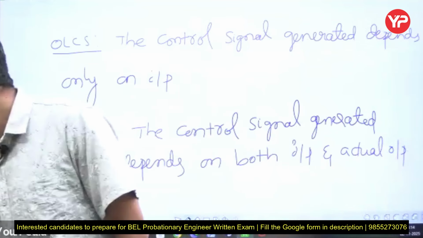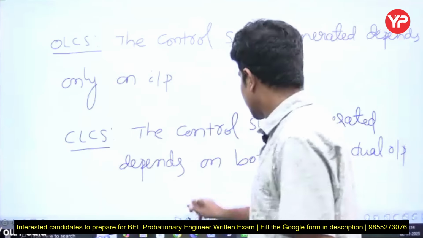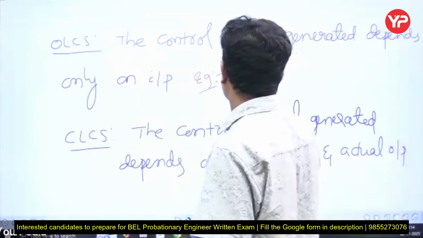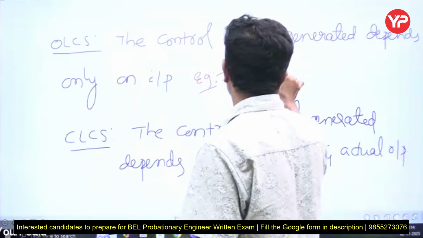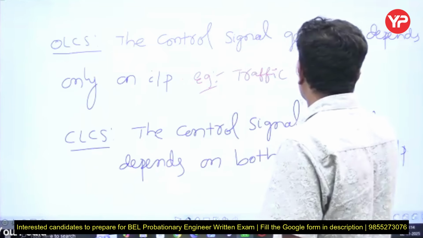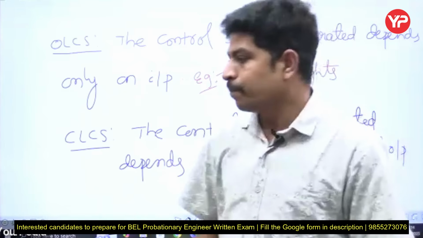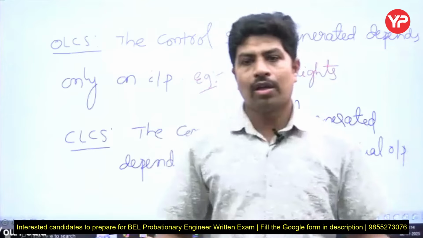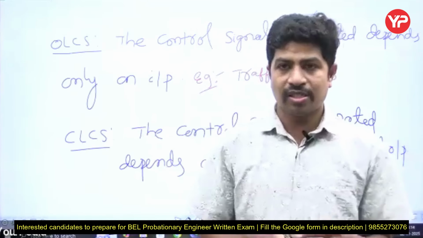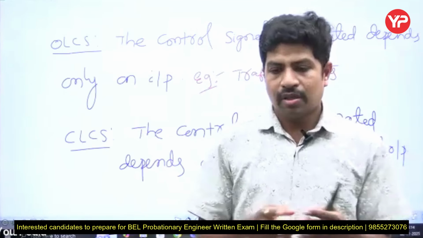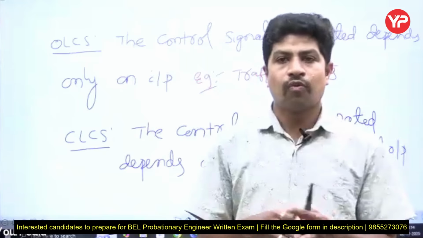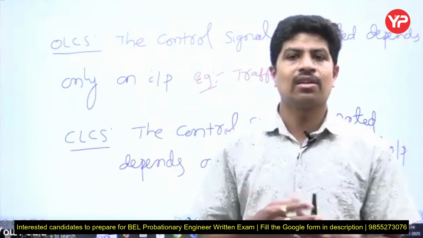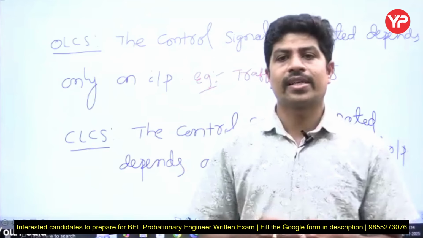Sir, an example for open loop control system? Example is traffic lights on roads. You know there is a 4-road junction. Whether people are there or not, they give the same amount of time to every side. Generally, if full traffic is there on all 4 sides, each one will get 1 minute, that is 60 seconds.